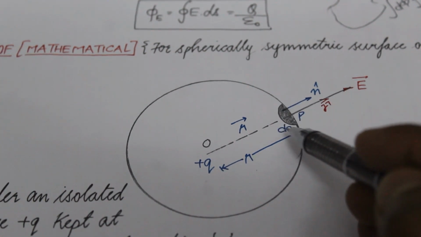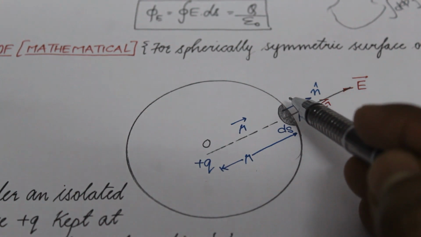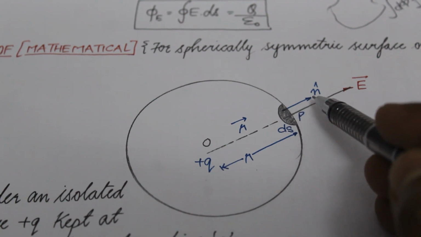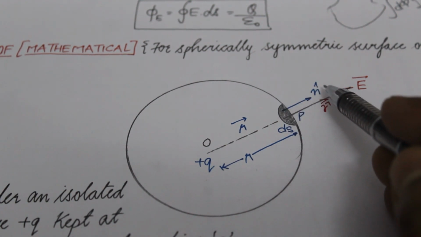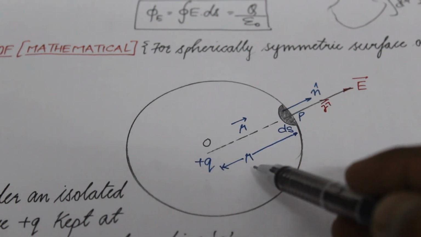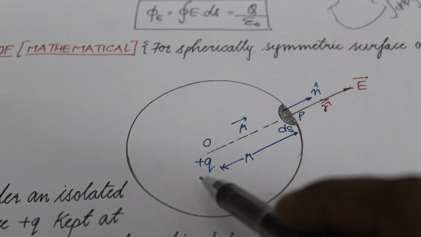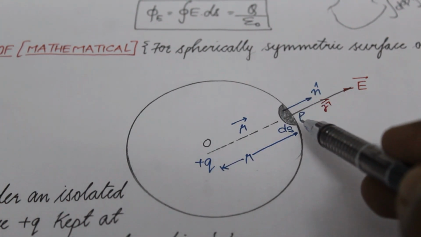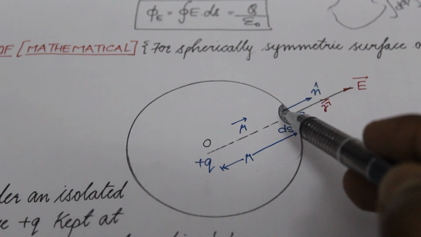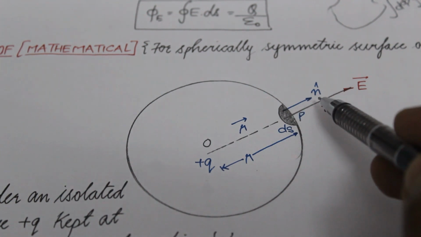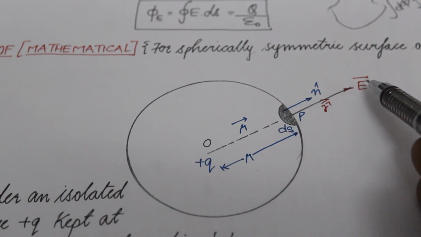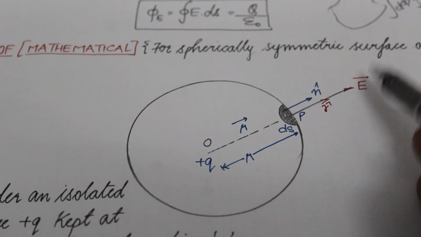Now since this is an area, and as we know, for finding out electric flux we need an area vector. So what we will do is we'll draw a normal to it, which is given by n cap, and this will help us in finding out the area vector. A sphere whose radius is r, point charge plus q is kept at center. We have taken a point P. Around it we have assumed a small area ds, whose area vector is along the vector n cap, and the electric field due to this plus q is along this line, which is given by E vector.